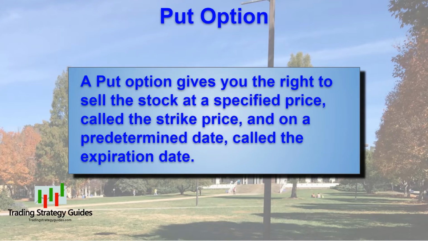A put option has the opposite effect of a call option, as it gives you the right to sell the stock at a specified price, again called the strike price, and on a predetermined date, again called the expiration date. A put option is typically used when you expect the underlying stock to go down in price.